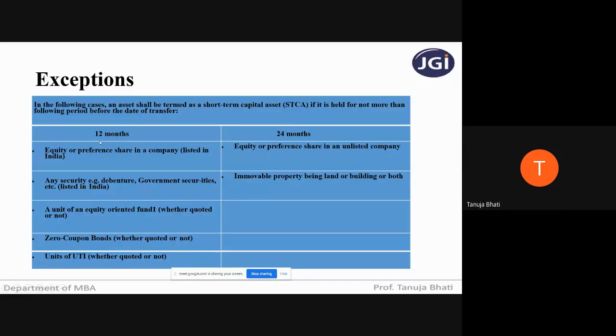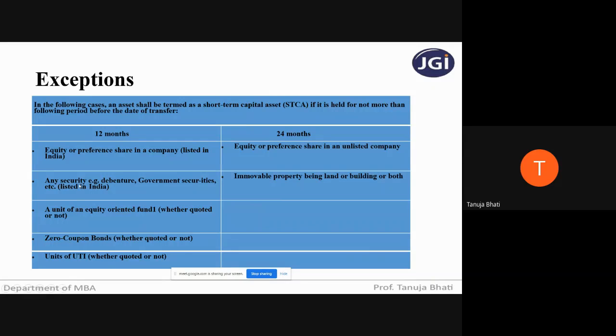So let us see what is the criteria for 12 months. What are the capital assets falling under 12 months? Equity or preference share in a company. So if you're holding an equity or preference share in the company for less than 12 months, it is a short-term capital asset. For more than 12 months, it is a long-term capital asset.